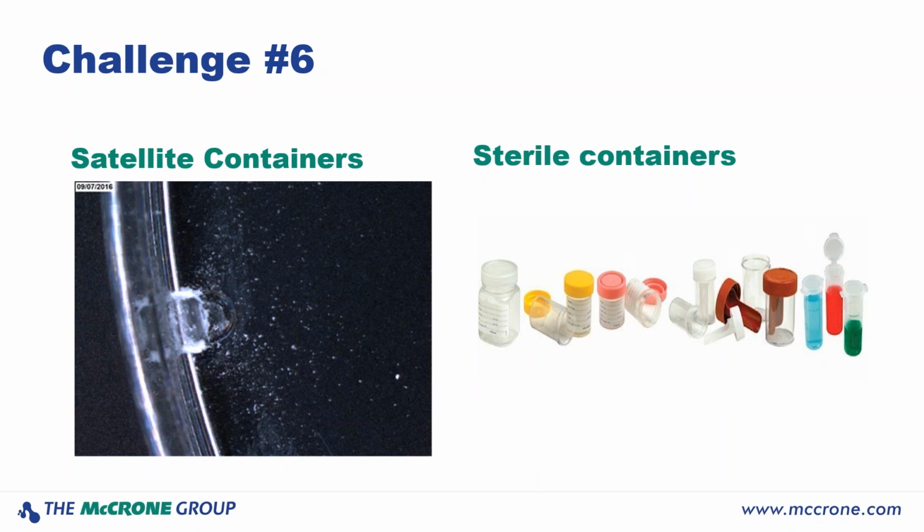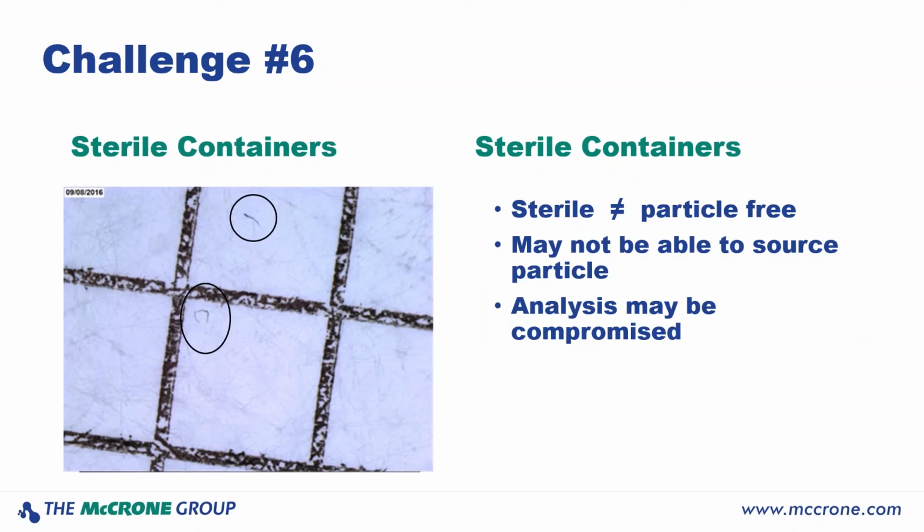The other satellite container that creates a lot of issues are sterile containers. Sterile means that it has been treated to prevent microbial growth. Sterile does not mean particle-free. And just as an example, this image that you can see here, I took one of our sterile 50 milliliter centrifuge tubes from the laboratory, filled it about half full with filtered deionized water, gave it a shake, and then filtered it in our clean room. And I found little particles and fibers. It's because the sterile container wasn't treated to minimize particulate.